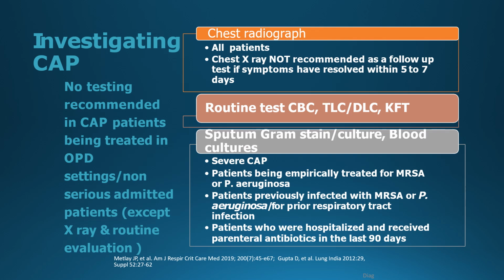What are the investigations? No testing is recommended in OPD settings or non-severe admitted patients, except X-ray and routine evaluations. Chest X-ray for all patients. Chest X-ray is not recommended as a follow-up test. Routine tests include CBC, TLC, DLC, kidney function test. Sputum Gram stain is advised for severe CAP, patients being empirically treated for MRSA or Pseudomonas, patients previously infected, and patients who were hospitalized in the last 3 months.